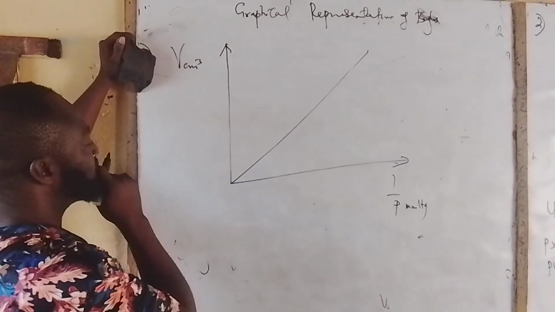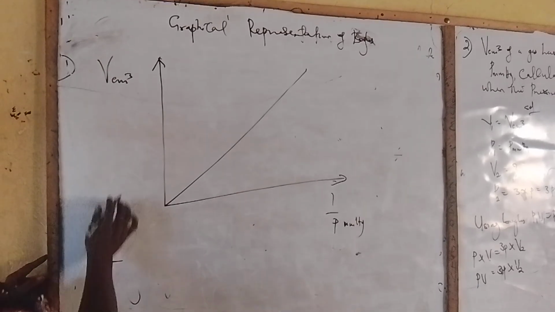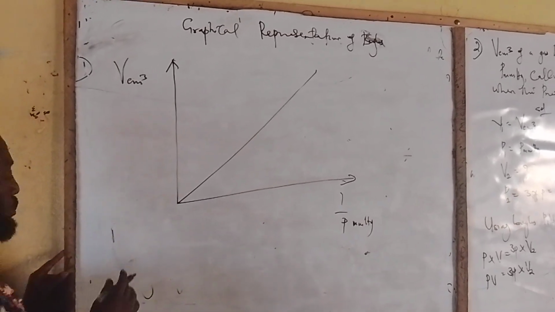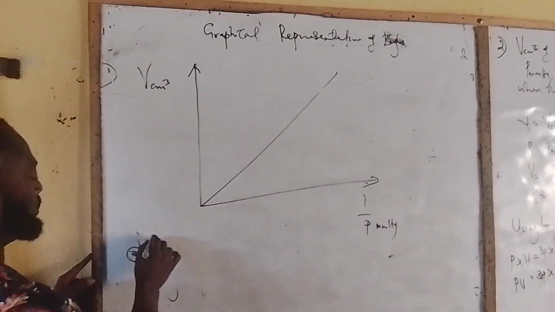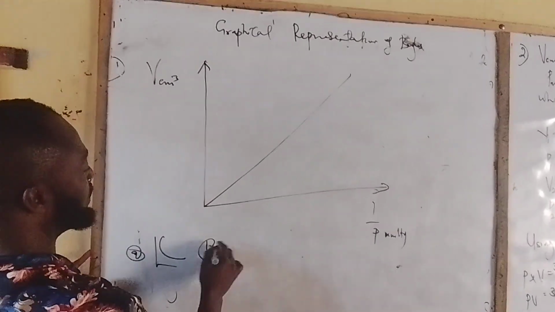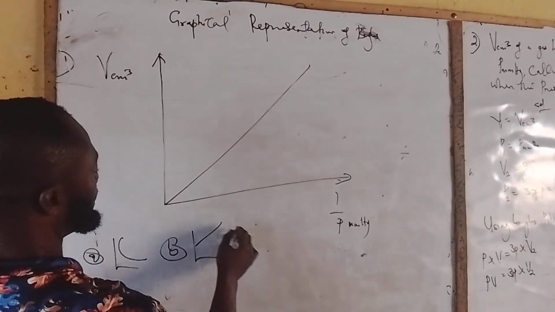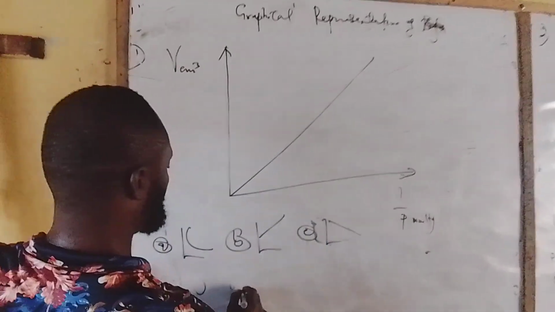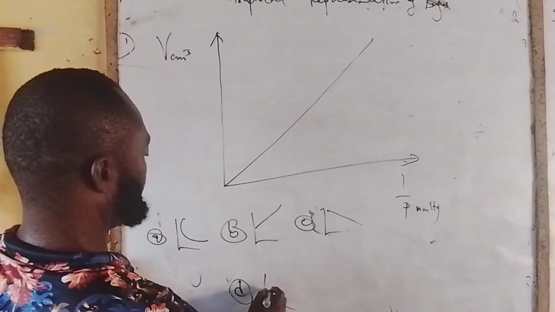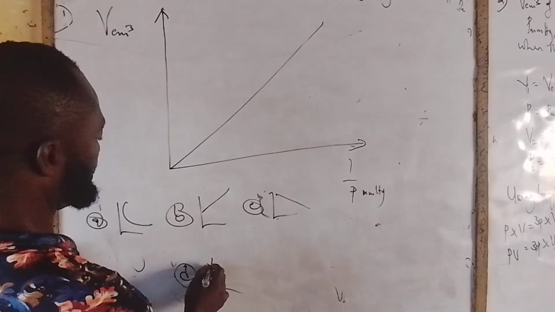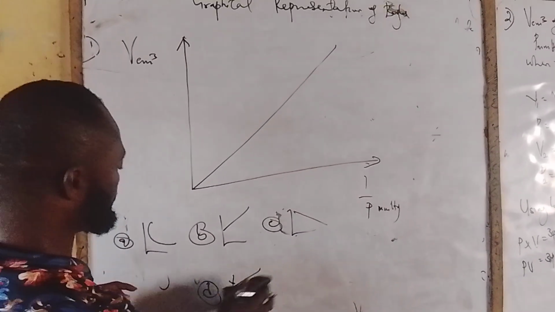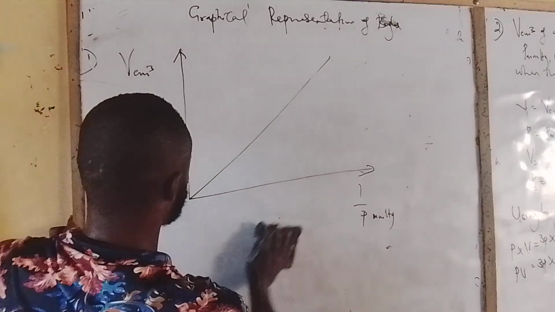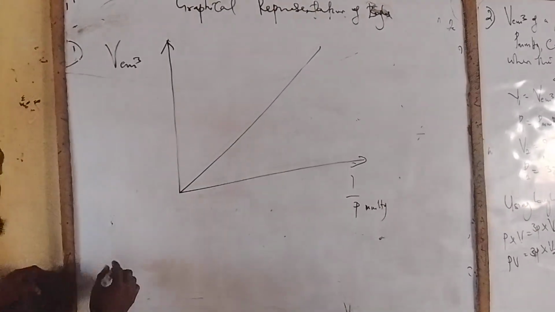Okay? But in exam, you may see a question where they ask you which of the following graphs best represents Boyle's law. They will draw something like this, like this, and like this. That does not mean that the answer is not there. Okay?